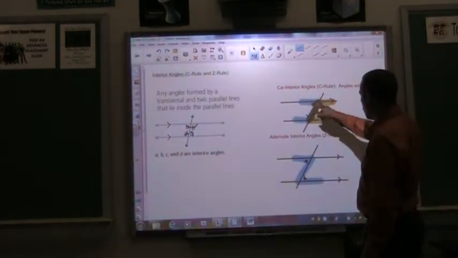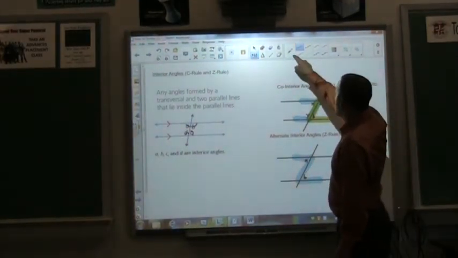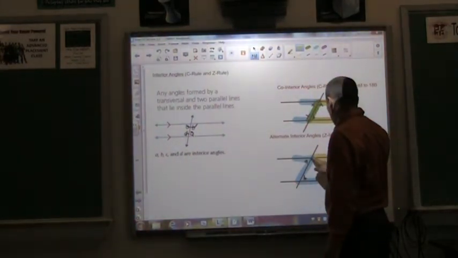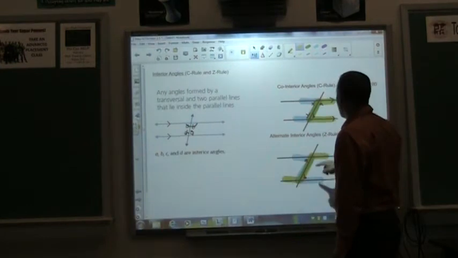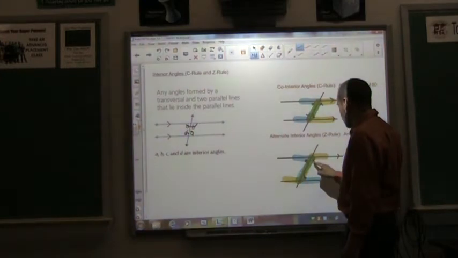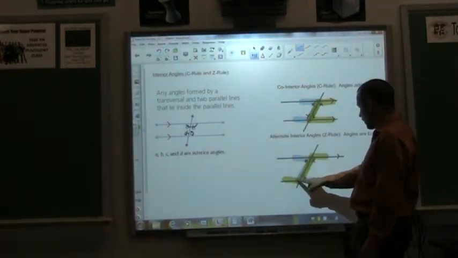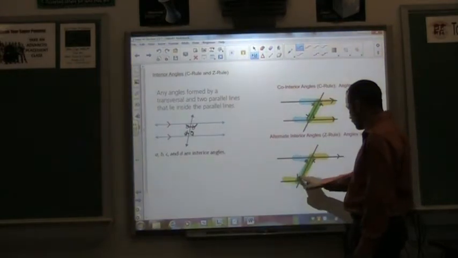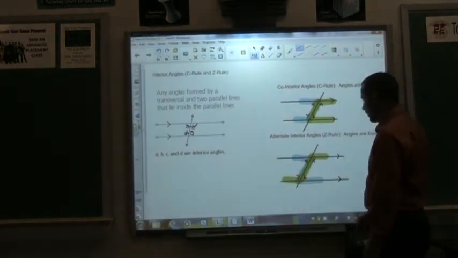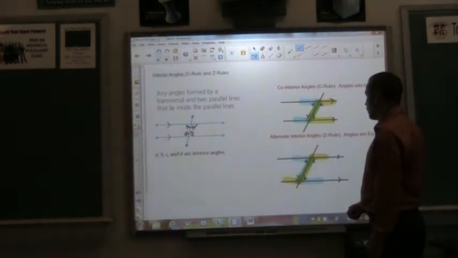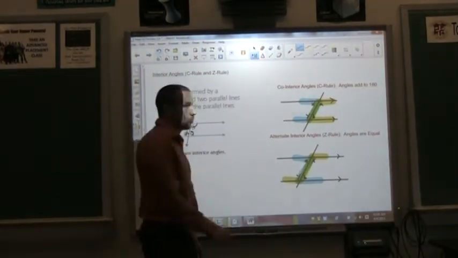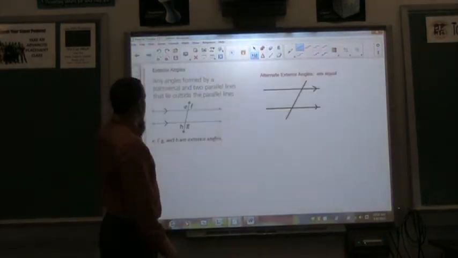These two angles will be equal. And just as I could do a backwards C up here, I can do a backwards Z as well. If I look at this backwards Z, and we look again at X this time, the alternate side will be over here. X and Y will add up to, or sorry, will be equal. So there's alternate interior. There's your first two rules, fairly straightforward.